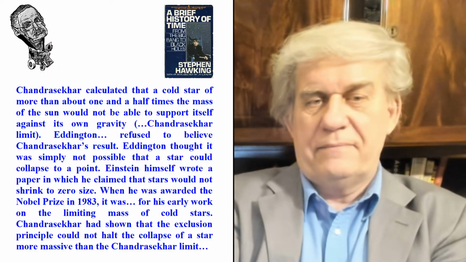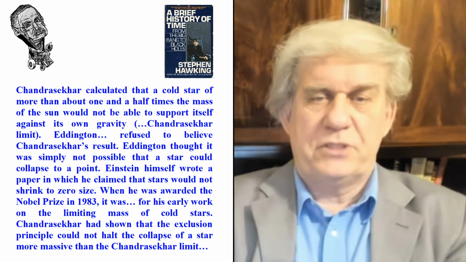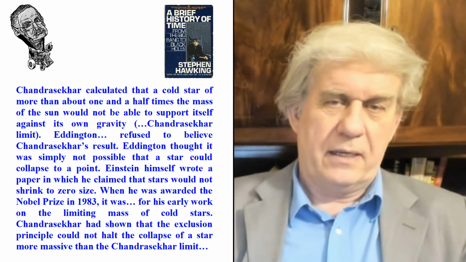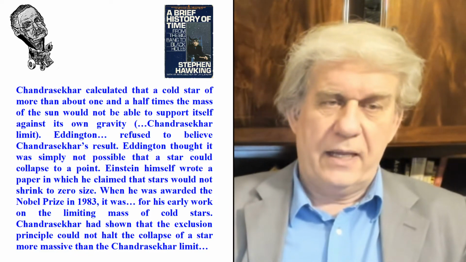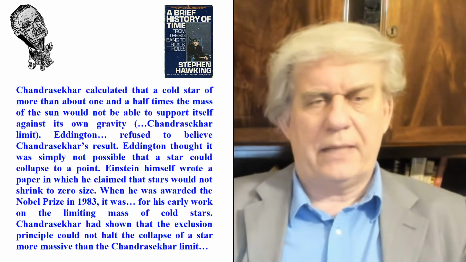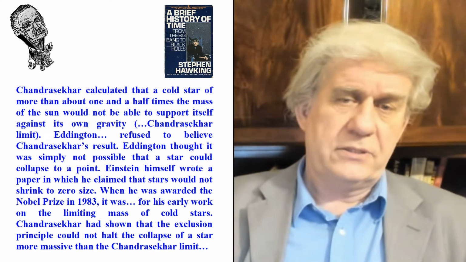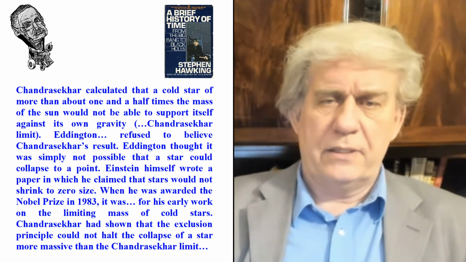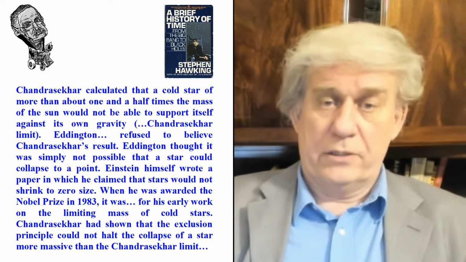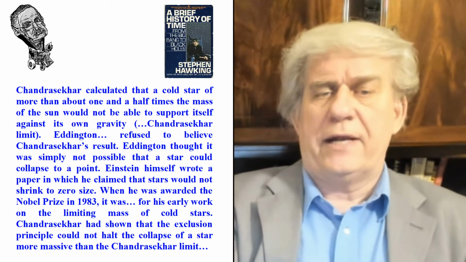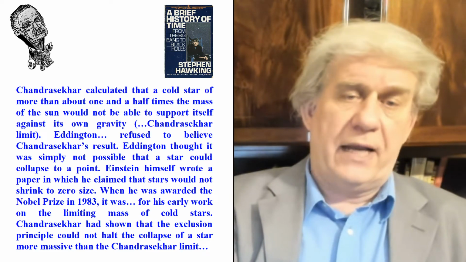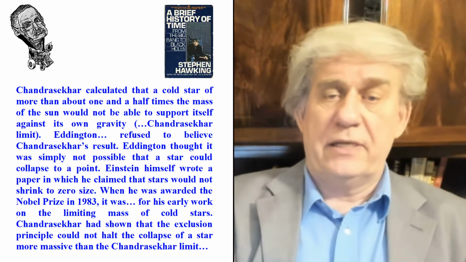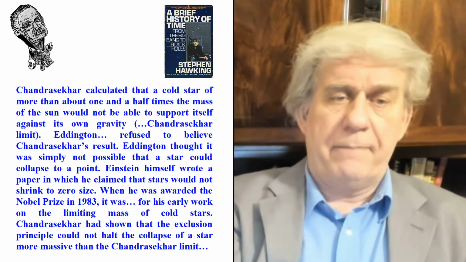Here you have Mr. Stephen Hawking. He puts in his book, A Brief History of Time, which was a bestseller, right? Big seller. And he says this in, I think it's chapter 6. Chandrasekhar, he was an Indian fellow who came to study and work in England, right, in the early part of the 20th century, and won the Nobel Prize eventually, calculated that a cold star of more than about 1.5 times the mass of the sun would not be able to support itself against its own gravity. Chandrasekhar limit, that's what he calls it, or that's what it's known as today.